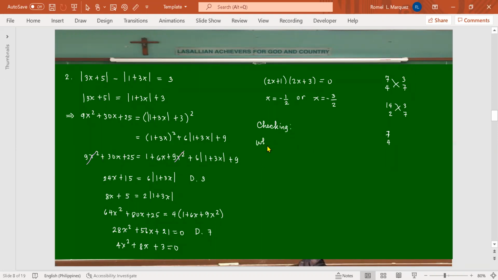When x is negative 1/2, what do you think? 3 times negative 1/2 is negative 3/2. Plus 5 halves of that.